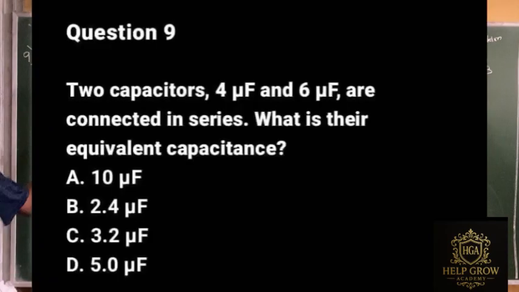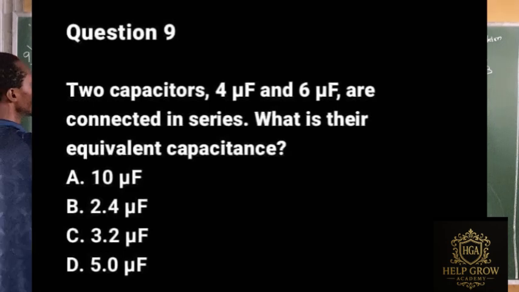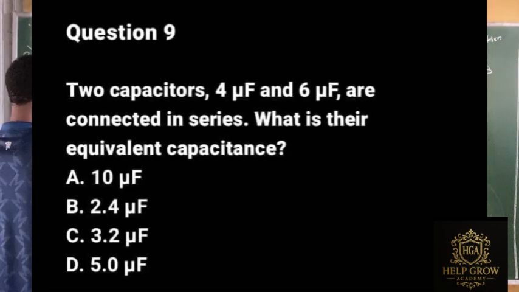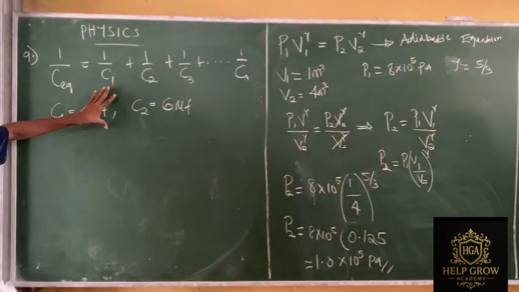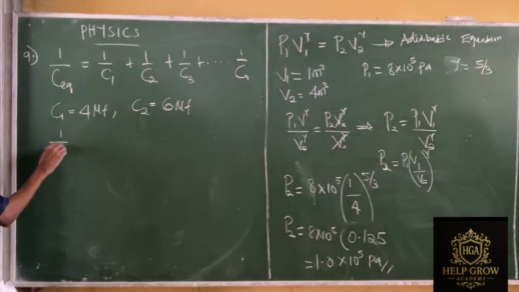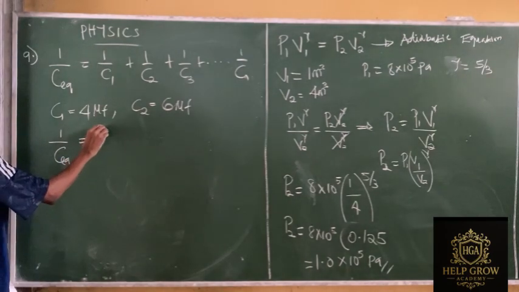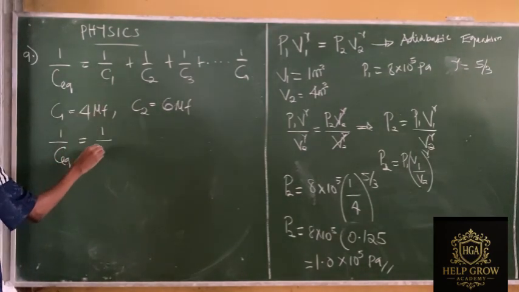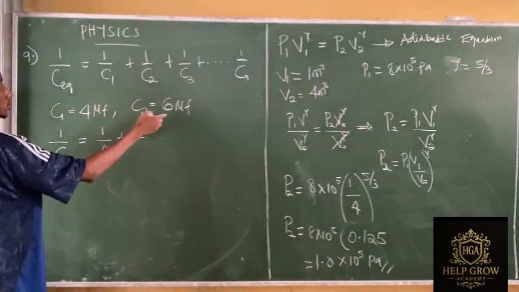From the question, they gave us C1, which is the first capacitance, to be what? C1 is given to us in the question to be 4 microfarad. They gave us C2. C2 is given to us as 6 microfarad. Now, if you substitute this into this equation, we're going to have 1 over C equivalent to be 1 over C1. Our C1 is 4, plus 1 over our C2, which is 6.